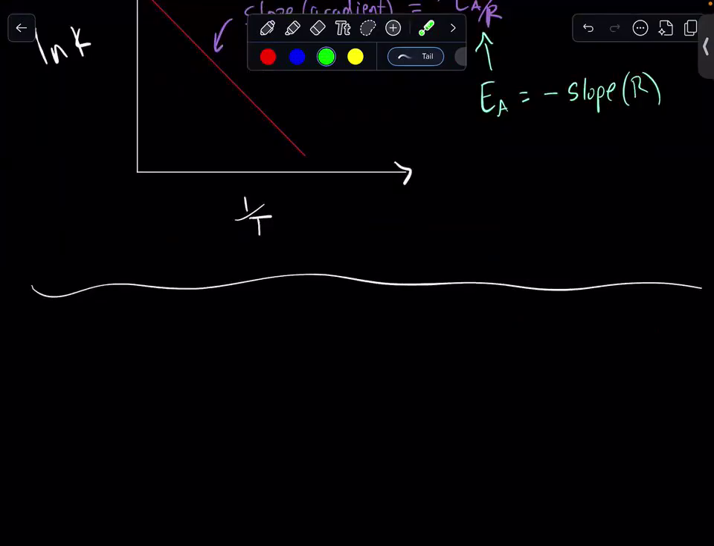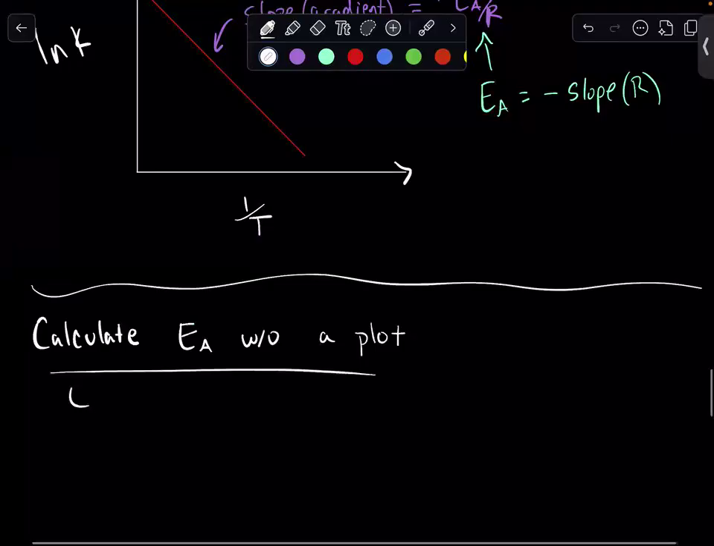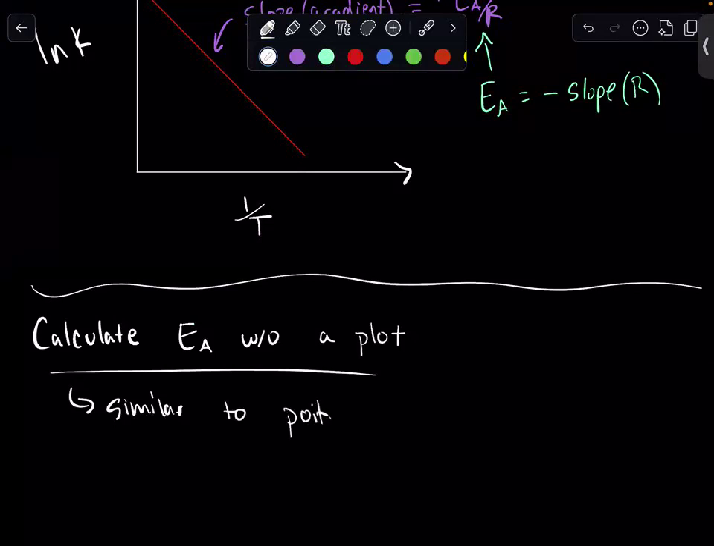Sometimes you do not have enough data to make a graph. You only have 2 points, and so this is the other way we can do it. We can calculate our activation energy without a full plot. We just need 2 points. This is similar to point slope form, if you remember that from math classes.